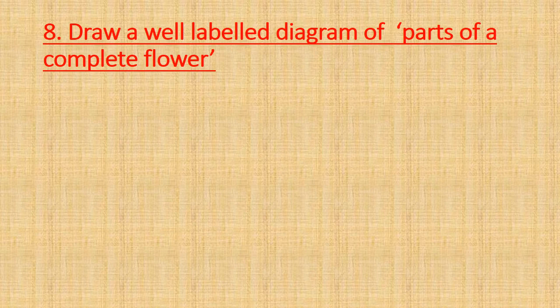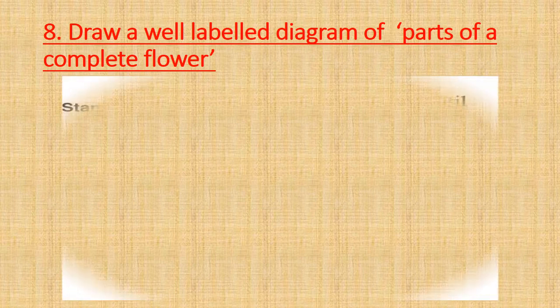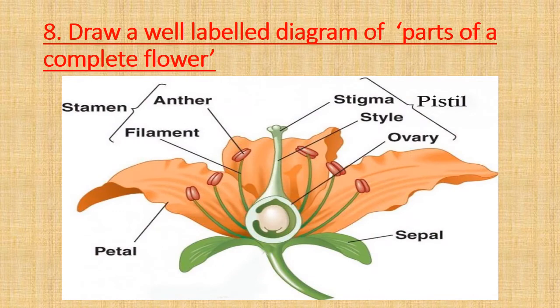First is sepal, second is petals, third is stamen, or you can call it androecium. It is the male reproductive part of the flower. And the last one is pistil or gynoecium. It is the female reproductive part of the flower. So whenever you are going to draw a complete flower, you will have to take care of these 4 whorls. Got it? So here is a picture of the parts of a complete flower.